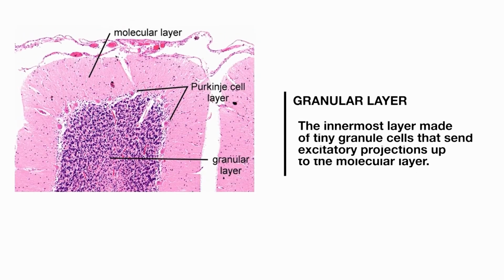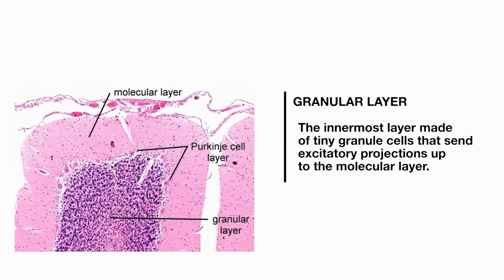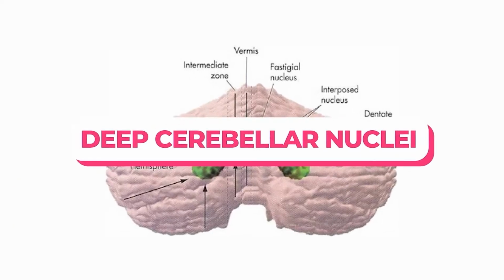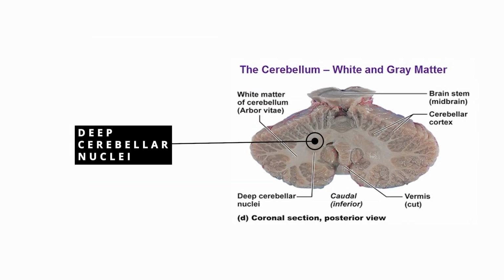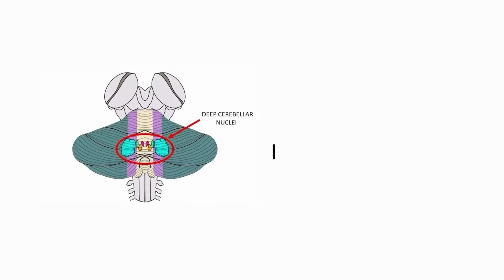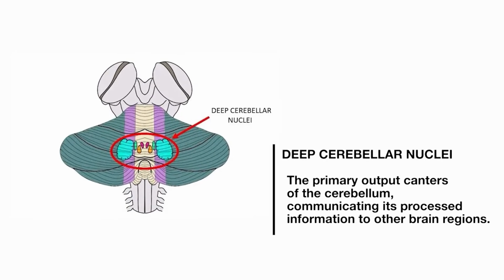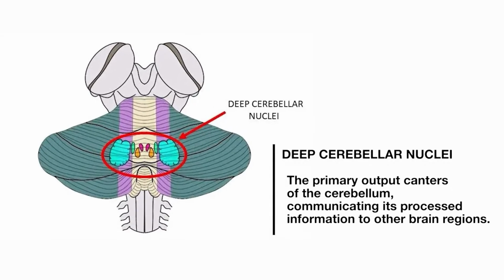The innermost layer is made up of tiny granule cells that send excitatory projections up to the molecular layer. Deep cerebellar nuclei. Embedded within the cerebellum are clusters of gray matter known as the deep cerebellar nuclei. These serve as the primary output centers of the cerebellum, communicating its processed information to other brain regions.